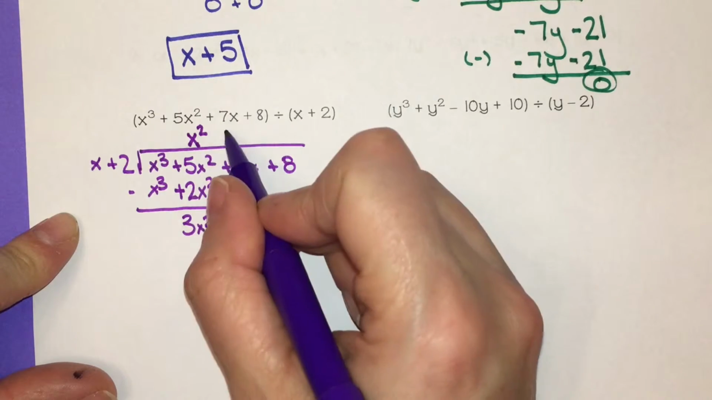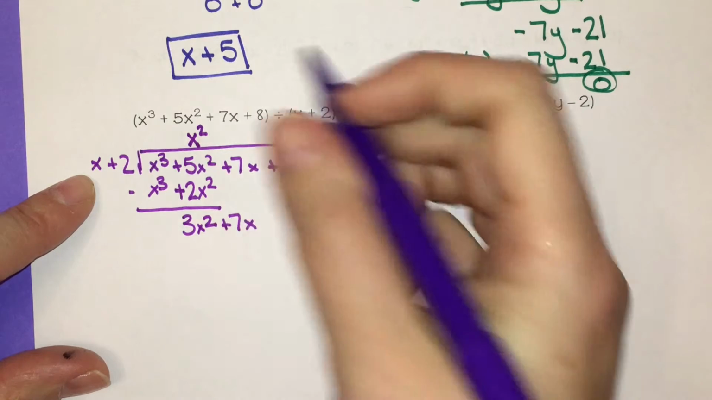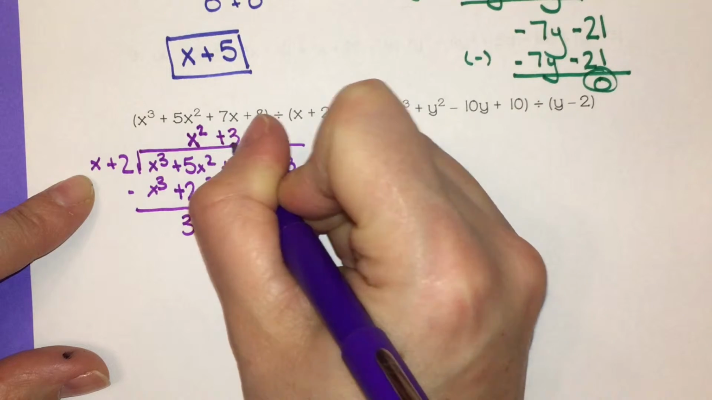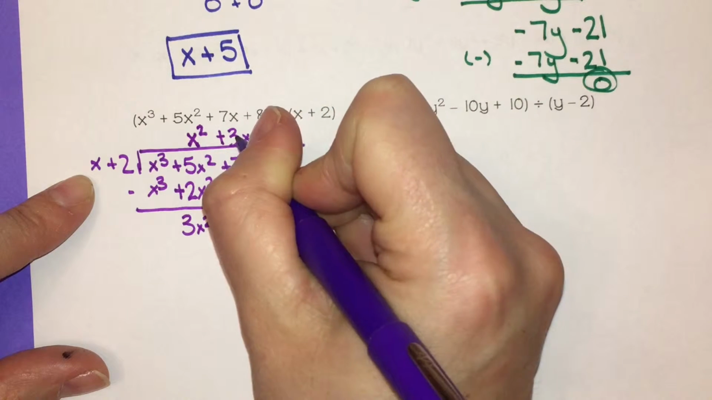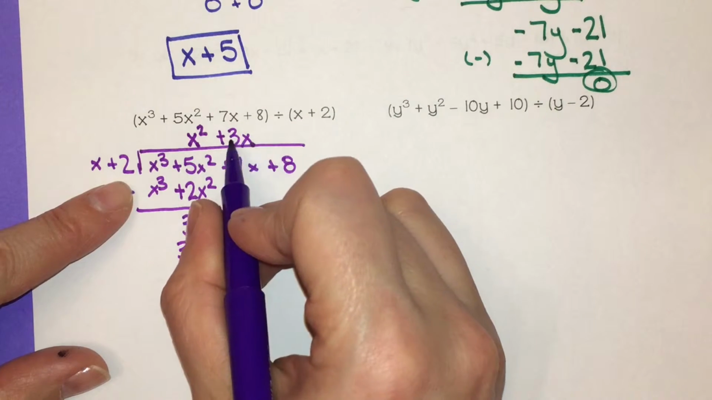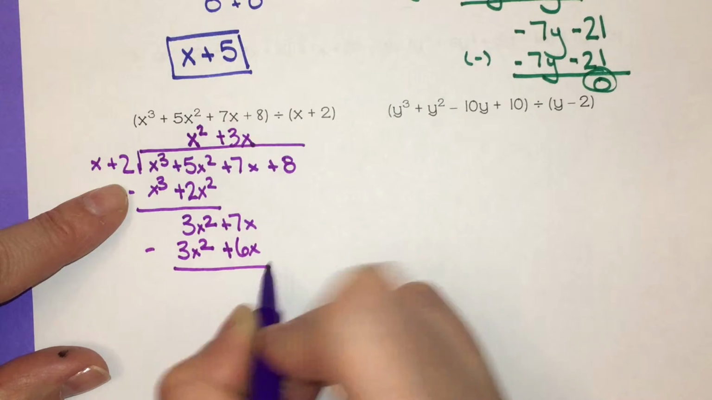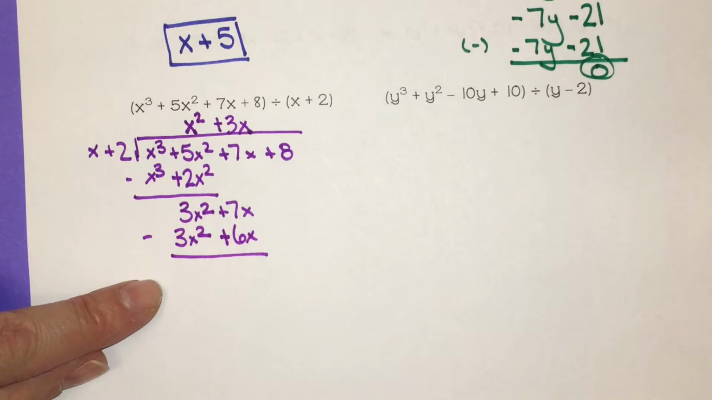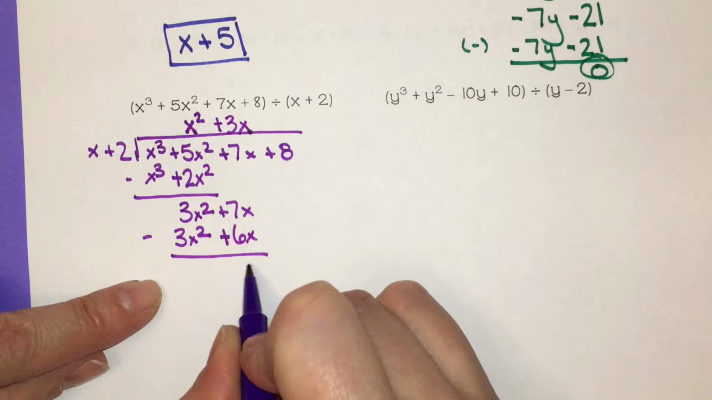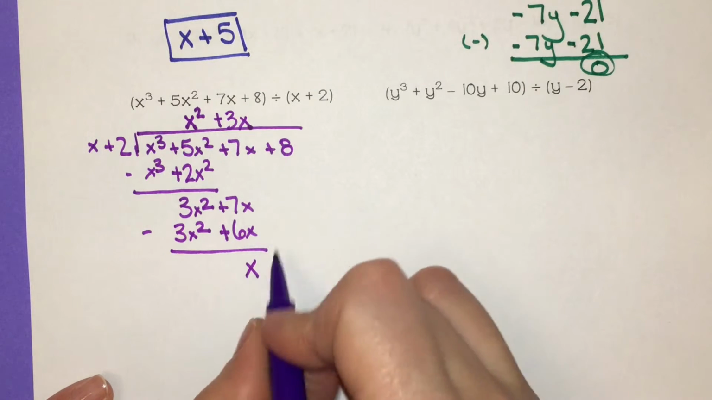All right, what I put next is, what do I multiply x by to make it be 3x squared? Well, it's a positive 3x squared, so I multiply it by positive 3x. Because 3x times x is 3x squared. 3x times positive 2 is positive 6x. I'm subtracting. 3x squared minus 3x squared is 0. That cancels out. 7x minus 6x is x, or just 1x. Bring down that last term of plus 8.